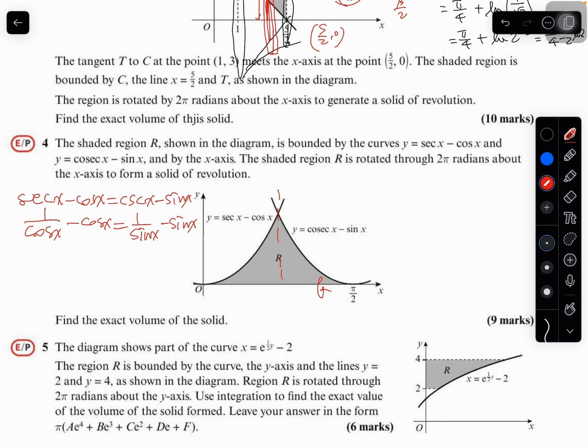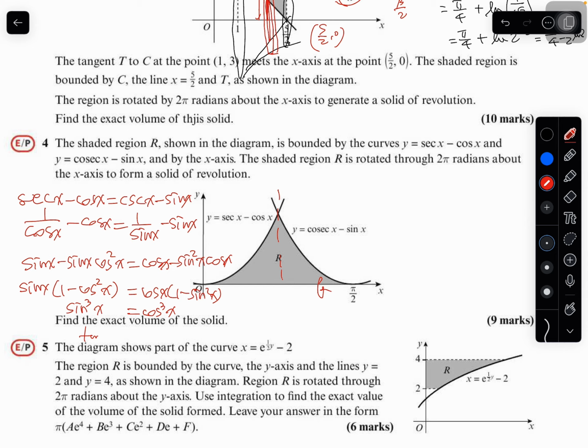Let's multiply by sine x and cos x. Then sine x minus sine x cos squared x equals cos x minus sine squared x cos x. So here, sine x times (1 minus cos squared x) equals cos x times (1 minus sine squared x). So sine cubed x equals cos cubed x, tangent cubed x becomes 1, therefore x is pi over 4. So here, pi over 4.